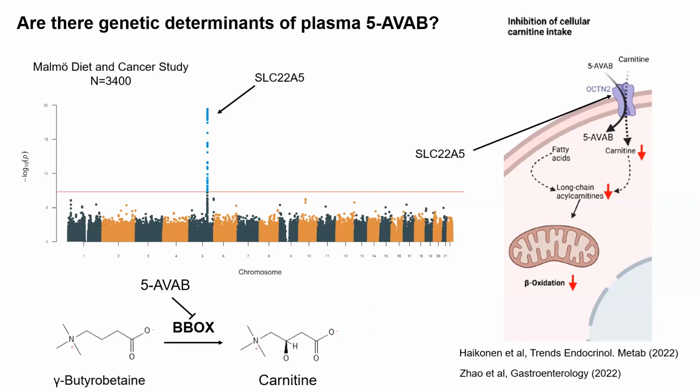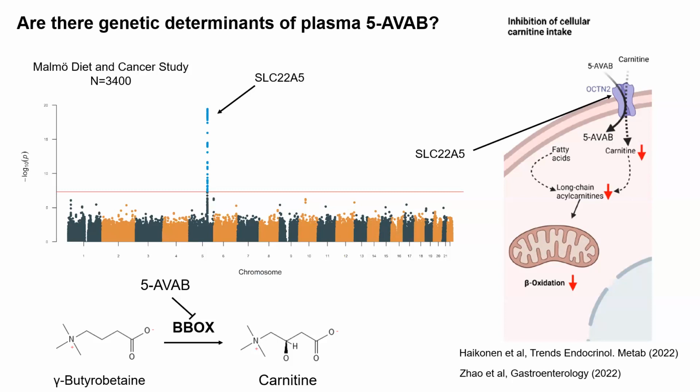Also, it's known that 5-AVAB can inhibit the biosynthesis of carnitine. So in the rate-limiting step of the production of carnitine in your body, 5-AVAB can actually inhibit this enzyme. So it has two separate effects on carnitine, both the production and the uptake of carnitine into your cells. So what happens if you have low carnitine in your cell? Well, carnitine is responsible for transporting fatty acid chains across the mitochondrial membrane. And if you have lower levels of carnitine, then your fatty acid metabolism, your beta oxidation, will be lowered.